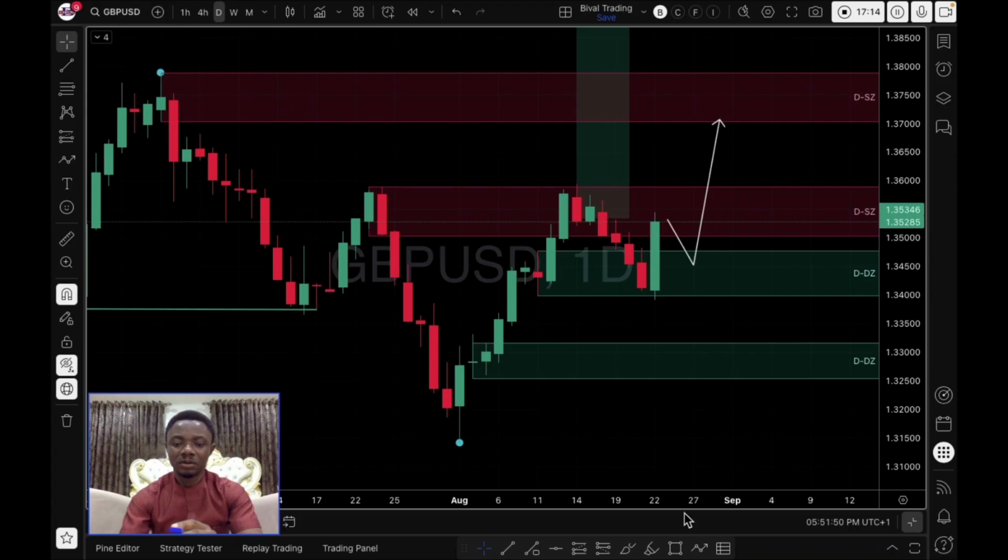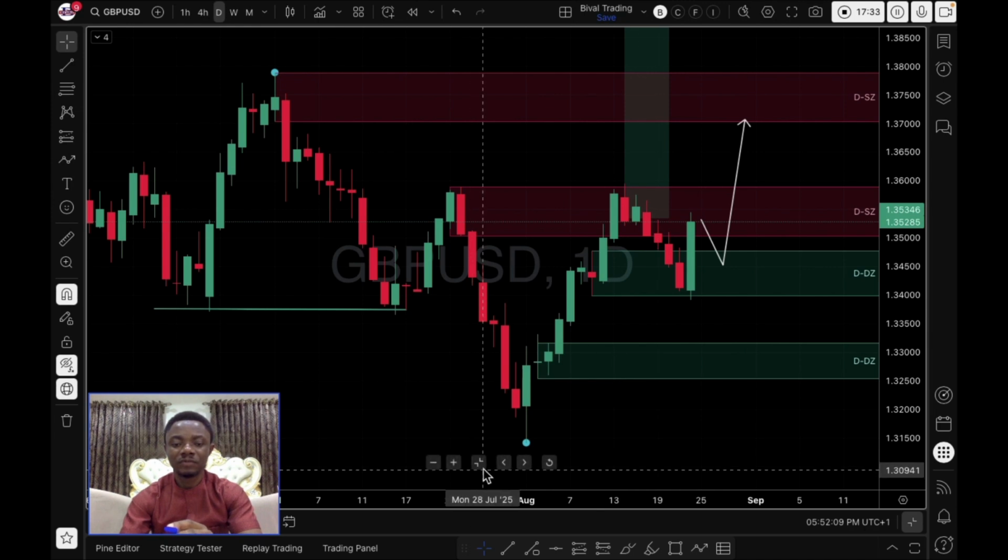Okay. Then also we have this demand zone down here as well. It's very much fresh. So any drop down to this particular demand zone is opportunity also to do what? Buy. Then this supply zone also, if price should push up to that zone, is opportunity to sell. Okay, now let's go down to the 4 hours time frame.